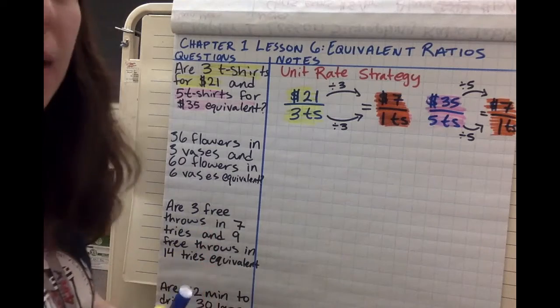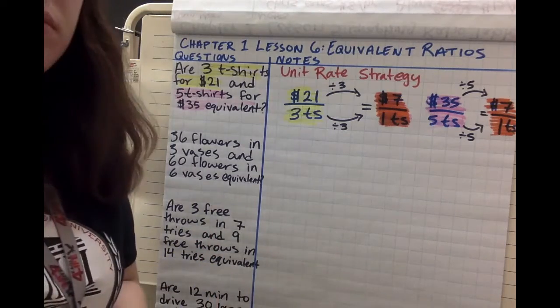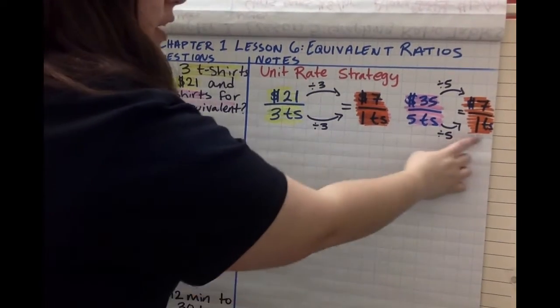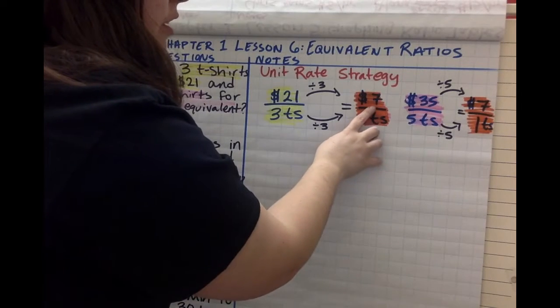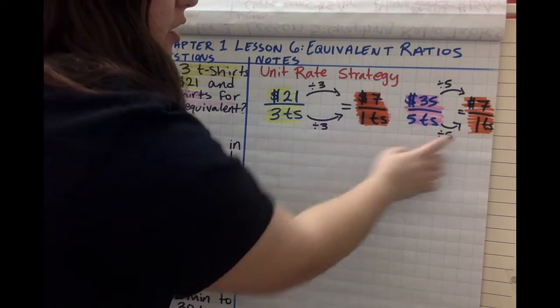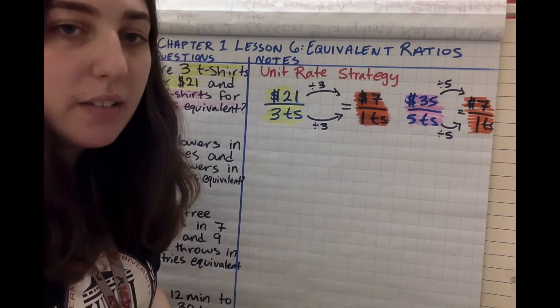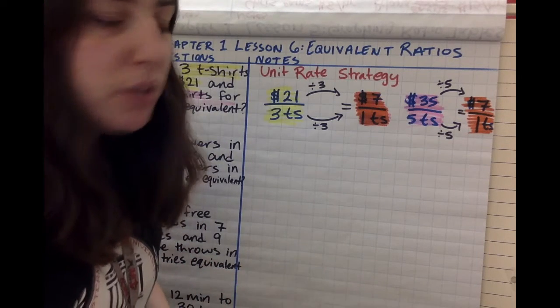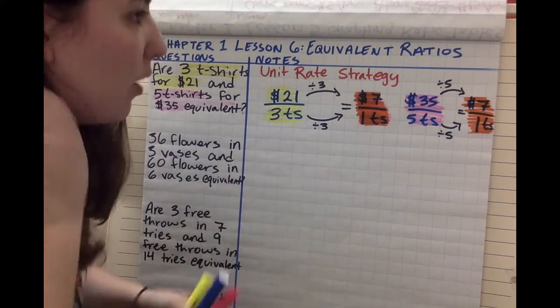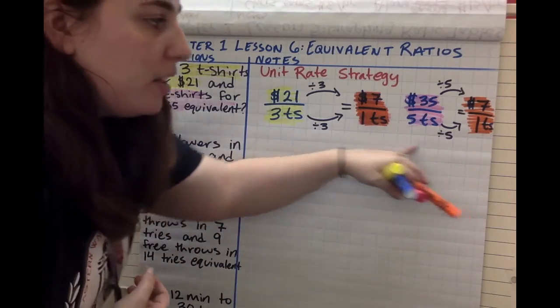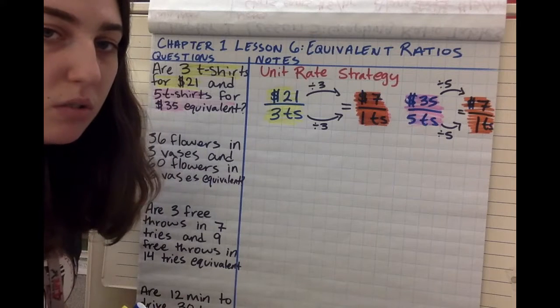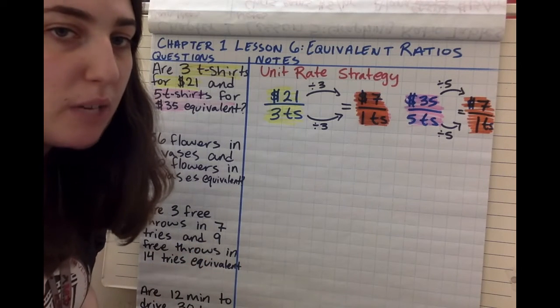Okay, so I see that my unit rates over here look like they're both $7 for one t-shirt, $7 for one t-shirt. So I know that I have an equivalent ratio. Okay, they're both $7 for one t-shirt. So I'm going to say, yes, these are equivalent ratios. So I just compared those two ratios.